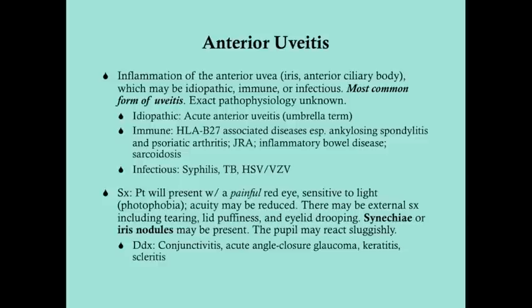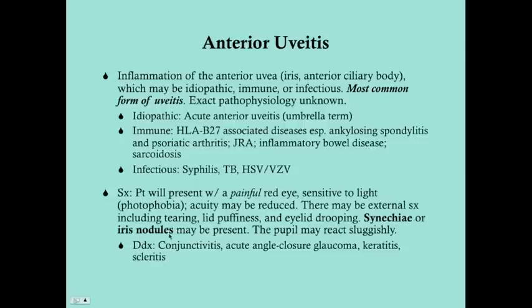The acuity of the eye can be reduced, but it's not drastic. There can be external symptoms as well: tearing, lid puffiness, and eyelid drooping. You can also see abnormalities of the iris and the pupil, such as synechiae. Posterior synechiae are where you have adhesions of the iris to the lens, and that can be really problematic if you have enough of them. So we want to get rid of these, and that's going to be part of treatment.